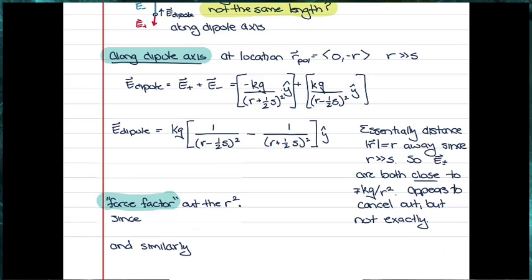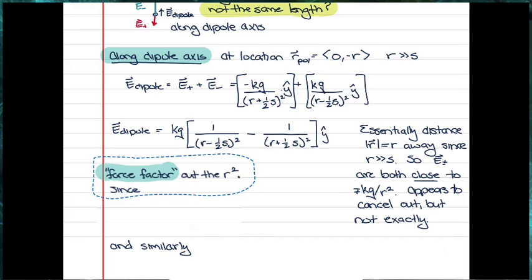So since I expect this kq over r squared to be my first order approximation, I'm going to force this equation such that kq over r squared is out front. What I'm calling force factoring: if I could factor out an r squared from both of these, then I could bring out that r squared, and that would be kq over r squared. So I'm going to force factor.